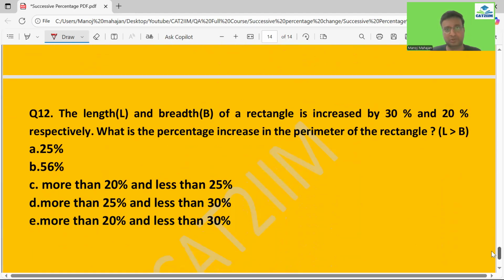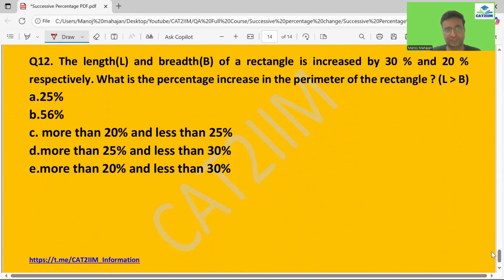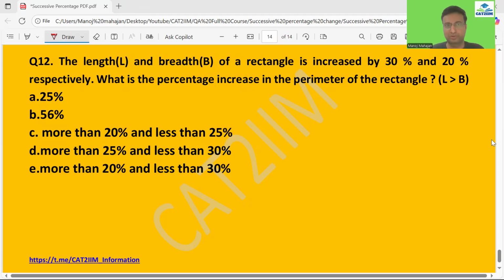Let's move to the last question of the successive percentage over here. Now, it's a very interesting problem, and I'm pretty sure that if you look forward to answer on your own, and then you try to check the answer from the video, it may be possible that you get the wrong answer. So do check out the video till the end.